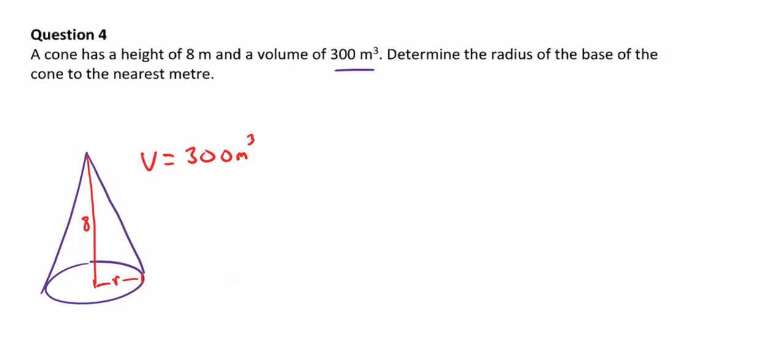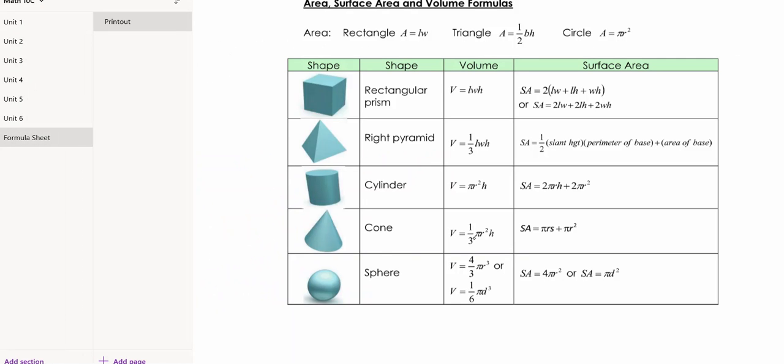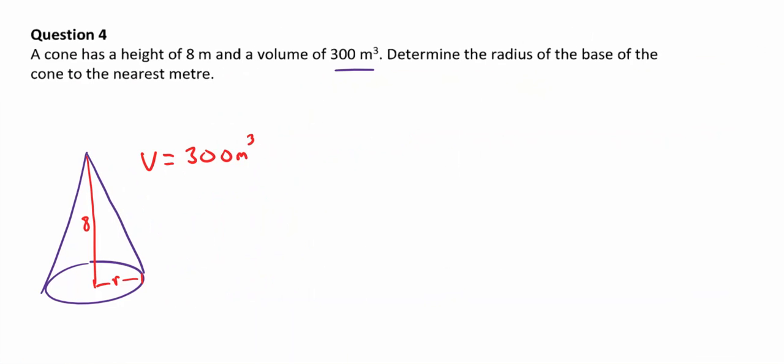We want r. Okay, so where we start with this is we want to write down the formula. So let's see, the formula for a cone was 1/3 pi r squared times h. So step number 1, write that down. So volume is equal to 1/3 pi r squared times h. And now we're just after r. So we just have a little bit of algebra to do, don't we? Now, you can put your numbers in now, right? You could actually put in 300 for v, and 8 for h, and then rearrange.